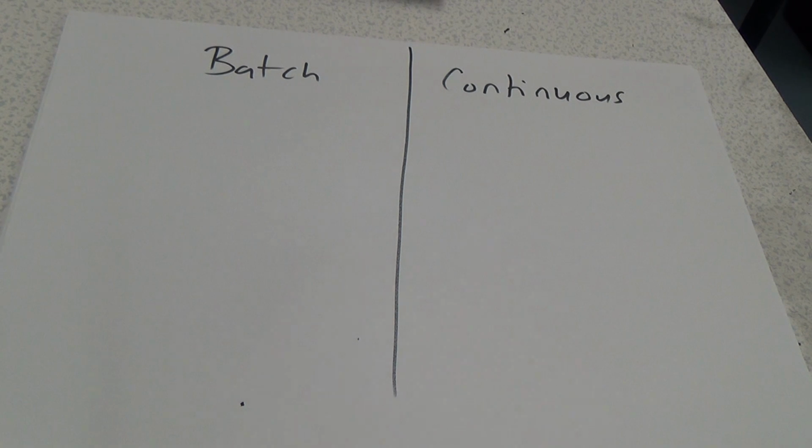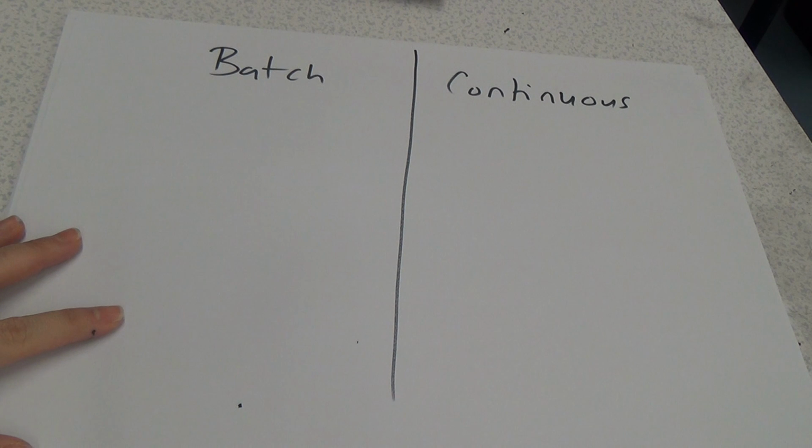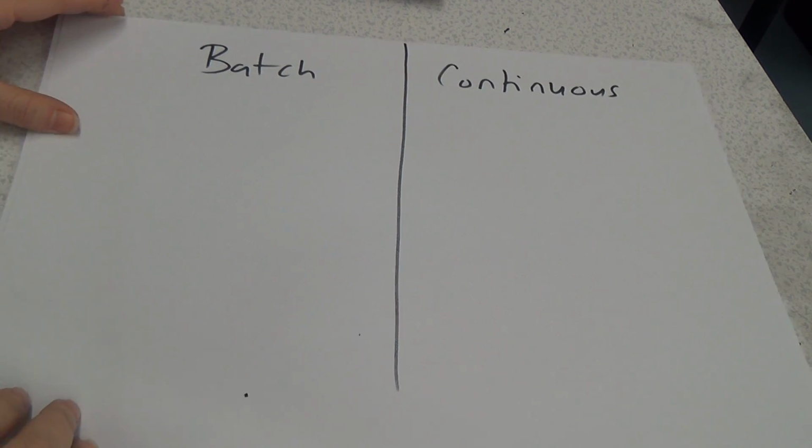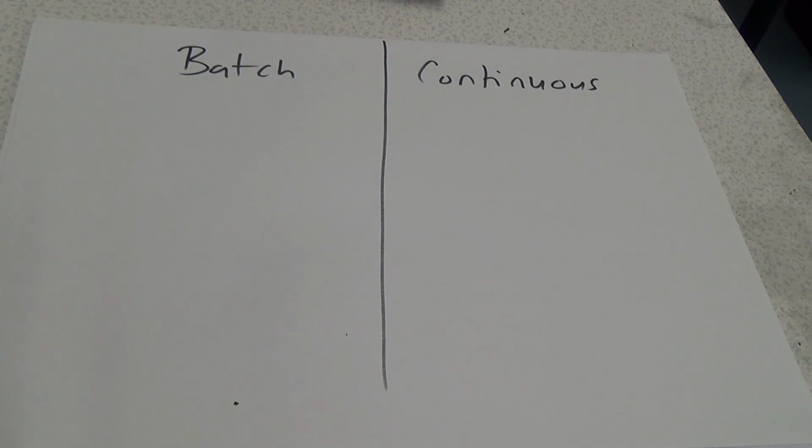This section on the C3 mind map is related to batch and continuous processes. Batch and continuous processes are methods in which chemicals can actually be made. They are very, very different in what they generally produce, and in the advantages and disadvantages, and in the kind of processes that are involved.